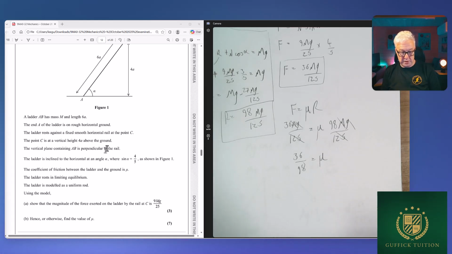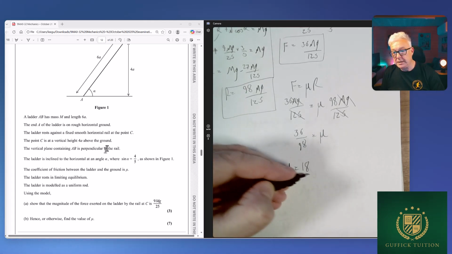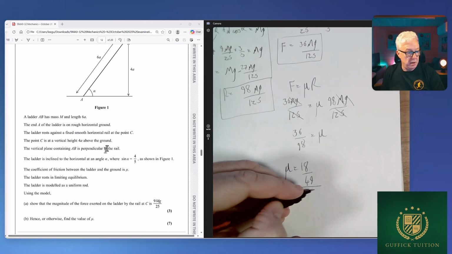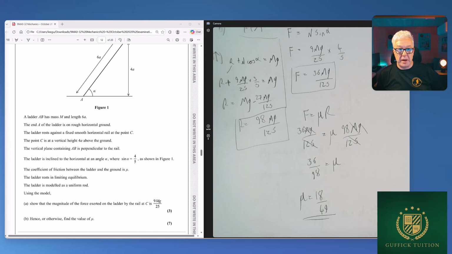36 divided by 98 is 18/49. So therefore mu is equal to 18/49, which I believe is our correct final answer. Yeah, it's one of those mark schemes that doesn't make it at all clear, but yeah, 18/49 is the correct answer. That's perfect. Okay, I hope you found that helpful.